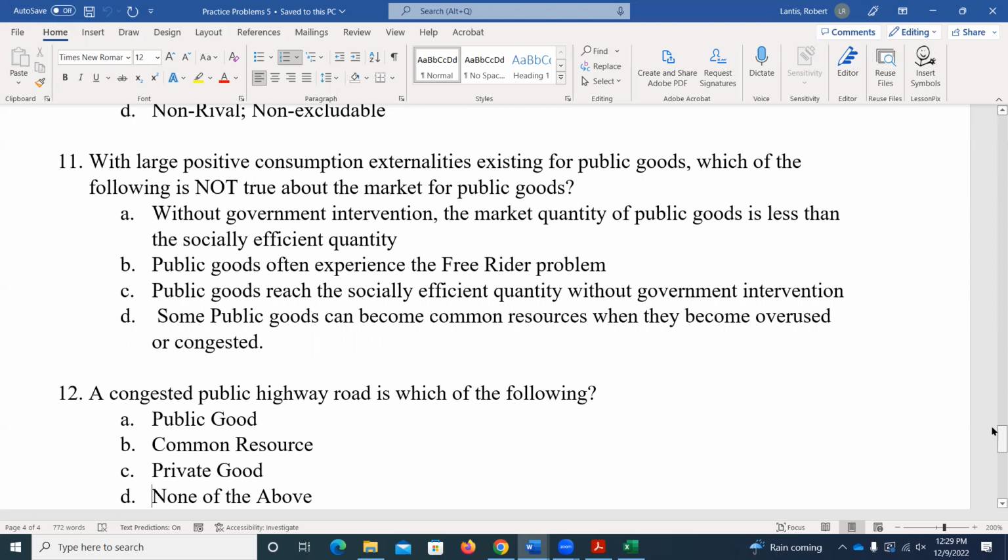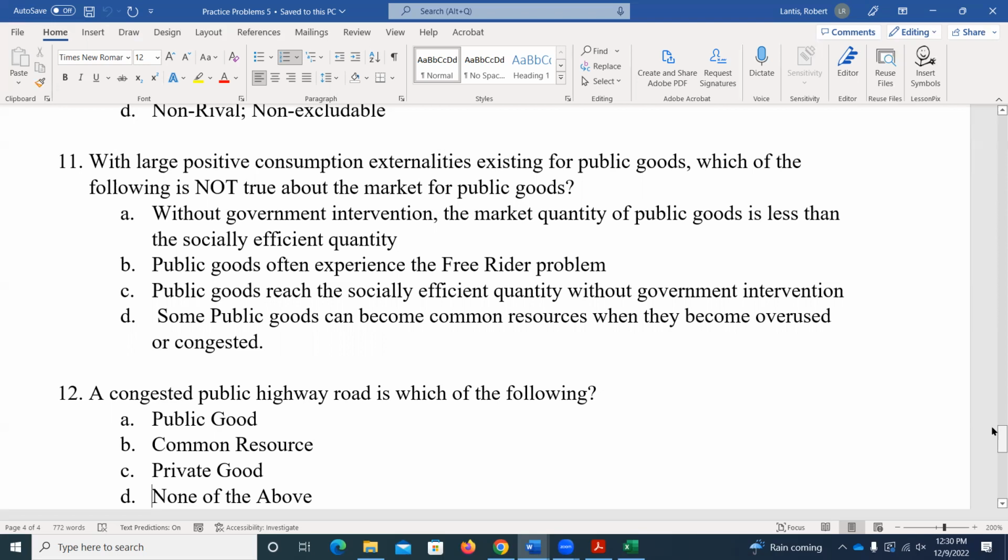So that one's true. Public goods reach a socially efficient quantity without government intervention. That's just not true about any externalities, right? The only way we can get to that socially efficient quantity is through some type of government intervention if we have these externalities existing. So we know that's the answer.